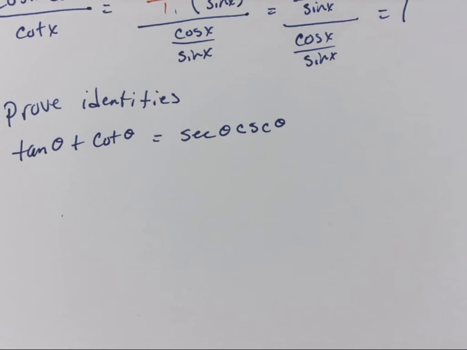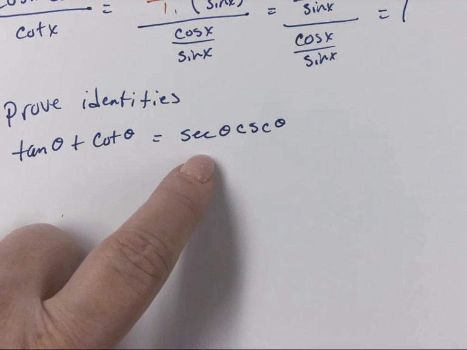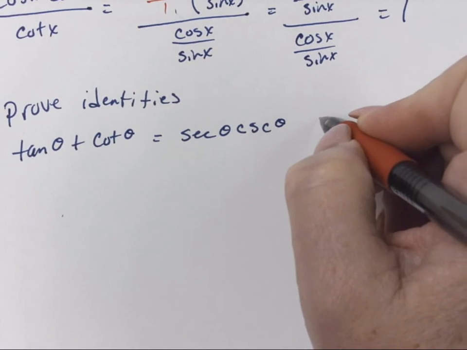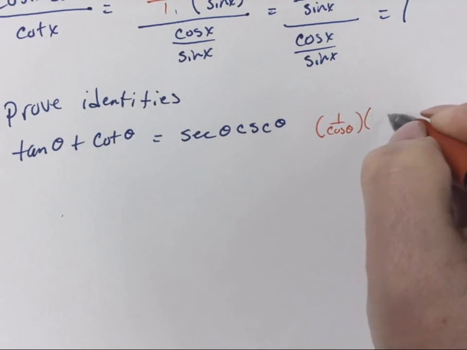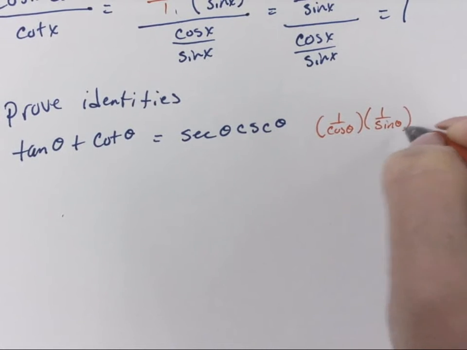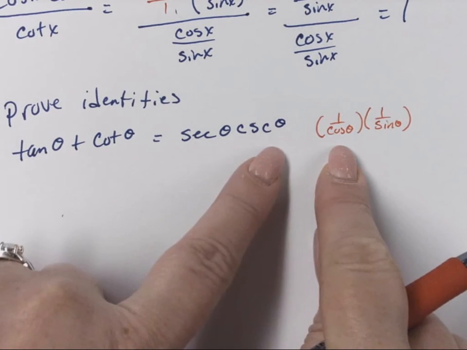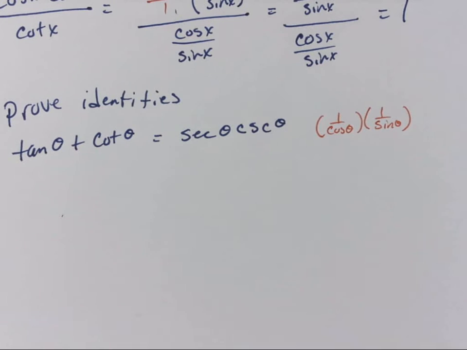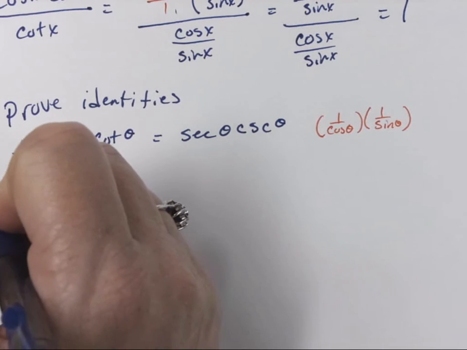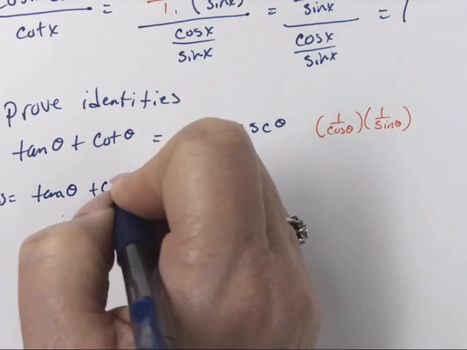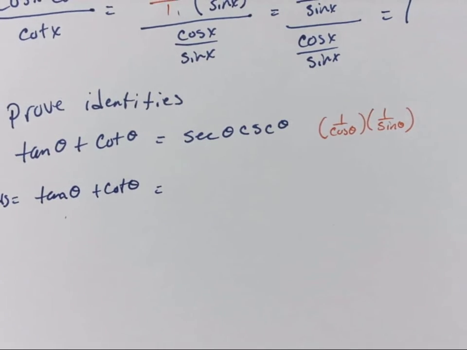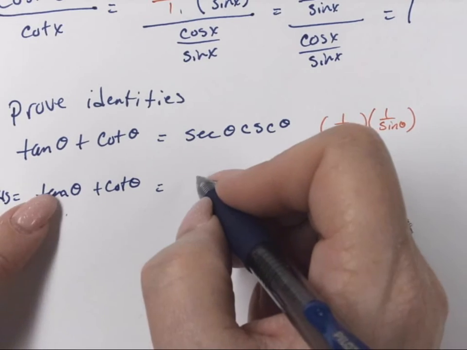So we're going to start with our left-hand side, which is our tangent theta plus cotangent theta. And I'm going to start out by writing everything in terms of sine and cosine. So tangent will be sine theta over cosine theta, and cotangent will be cosine theta over sine theta. Well, with this, again, I still need to get a common denominator. So my common denominator will be cosine times sine. So I'm going to multiply this side by sine over sine and this side over here by cosine over cosine.